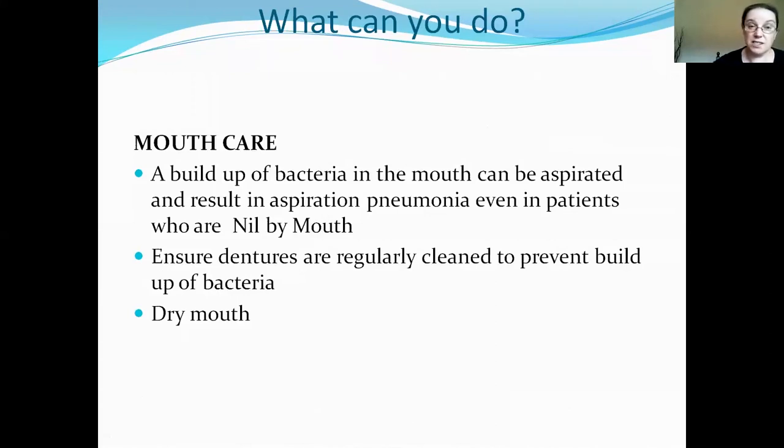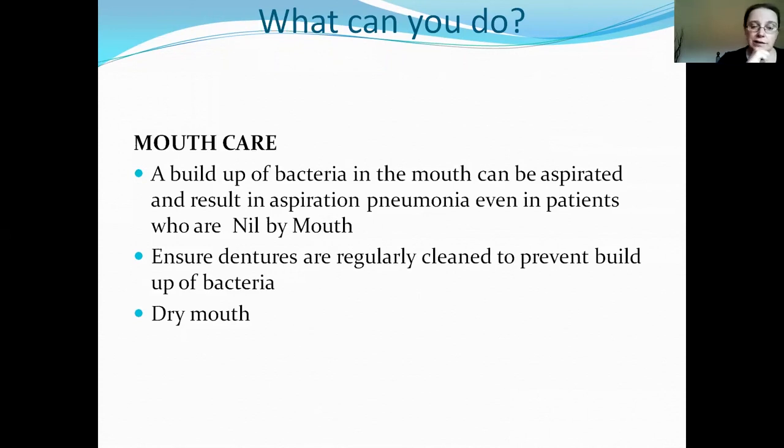Okay, so before we can discuss what we can actually do with swallow itself, one of the important things to always consider is mouth care. A build-up of bacteria in the mouth can be aspirated and result in aspiration pneumonia, and that can occur in patients who are ill by mouth. They're not having anything to eat or drink orally. They might have alternative means of feeding, but it's really important to make sure that the mouth is well looked after. If they've got dentures, making sure that they're regularly cleaned without that build-up of bacteria.